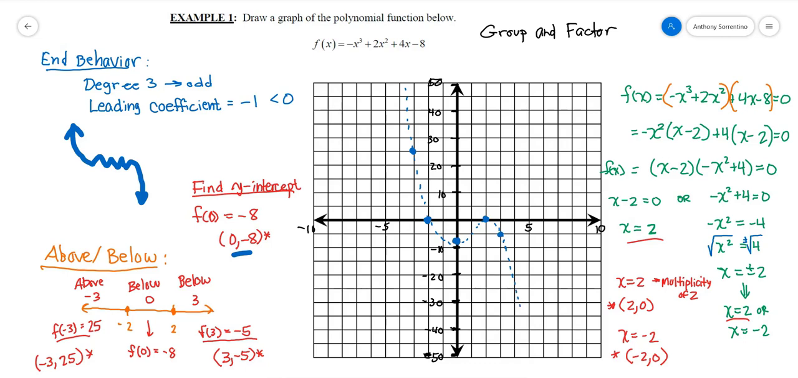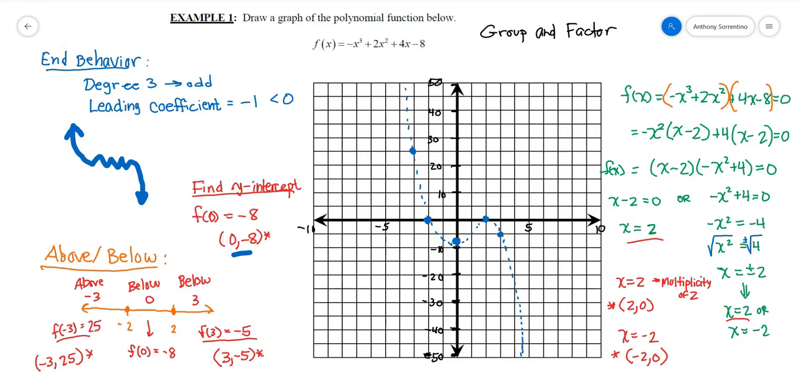Which certainly does account for the multiplicity of 2 at 2, 0, because it's touching the x-axis but not passing through. Looks like I do have a lowest point around that 0, -8. So I have an idea what the shape looks like.